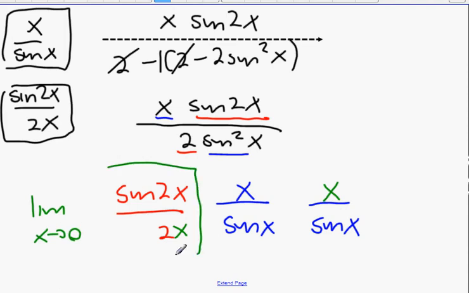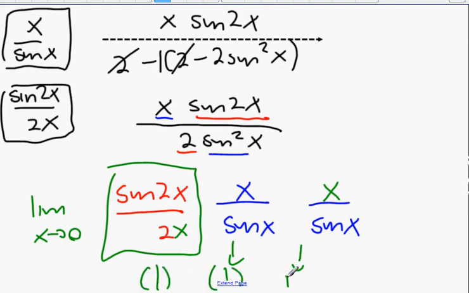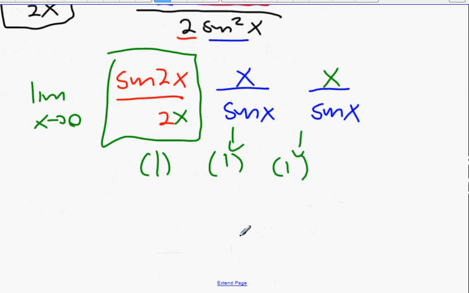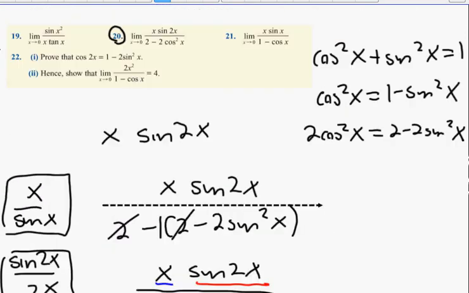This one here will turn into 1. Next one will turn into 1, and the third one will turn into 1. 1 by 1 by 1. 1 multiplied by 1 multiplied by 1 equals 1. Okay, so that is number, what question was that? 20, okay. I'm now going on to 22.